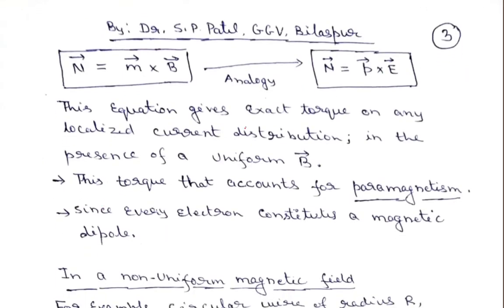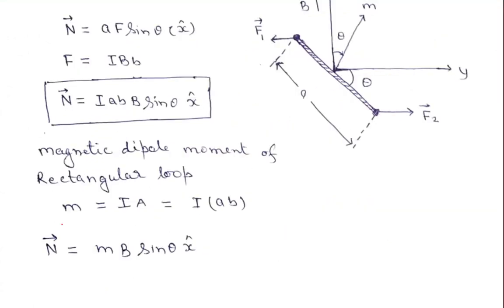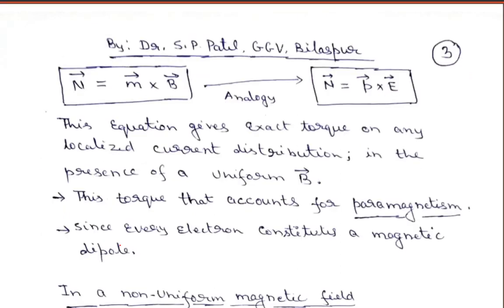So if you go back, what we have obtained is that the torque is equal to m B sine theta. This m B sine theta can be written as a cross product. In the next page, you will see that the n vector can be written as m cross B, where m is the dipole moment vector and B is the magnetic field. So this torque n vector is equal to m cross B.